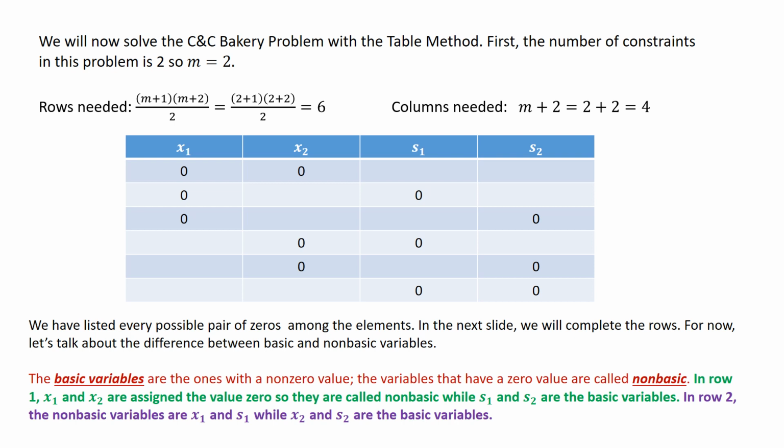So in row 1, x1 and x2 have a 0 value, so they are non-basic, while s1 and s2 are the basic variables. In row 2, the non-basic are x1 and s1 because they were assigned the value 0. So the basic variables are x2 and s2, and so on.